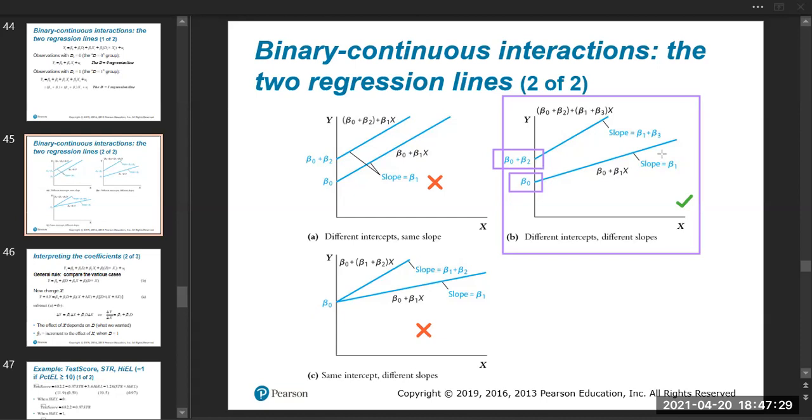How do we interpret beta 1? Beta 1 is the slope for group 0. And beta 3 is the slope difference between these two groups. I think it's very useful to remember this graph so that you have a visual idea about all of the coefficients and what they mean. This is very important if you want to interpret it. And we're going to take a look at the test scores example again to see how we can interpret it.